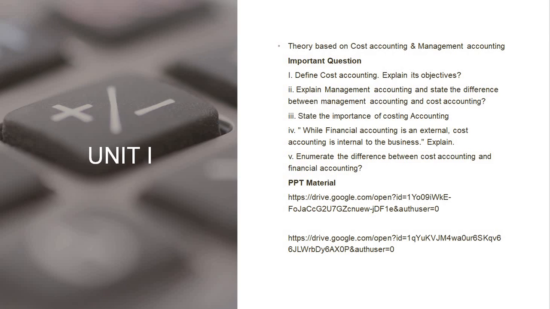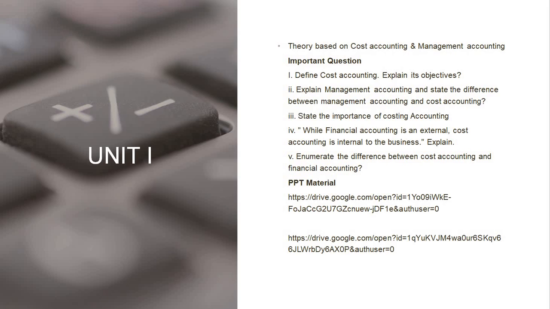Okay. So under the first unit, theories based on cost accounting and management accounting are the important thing which you have to learn when going for a semester exam, and the most important or frequently asked questions from that unit will come like this, that is, define cost accounting and explain its objectives. So when a question comes like this, you are supposed to write the meaning and definitions of cost accounting and the main purpose or objective of using cost accounting in any organization.